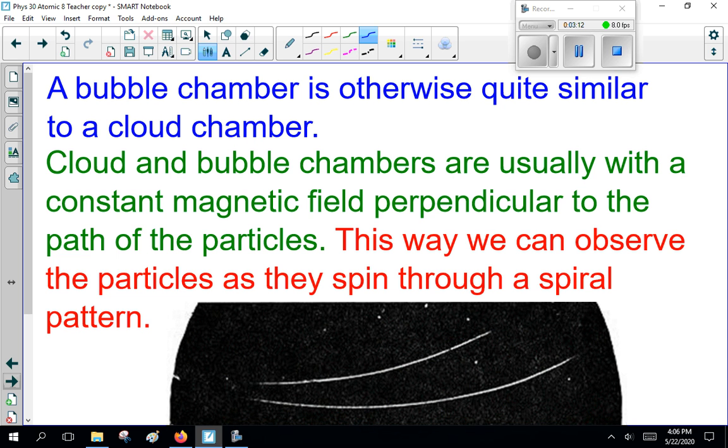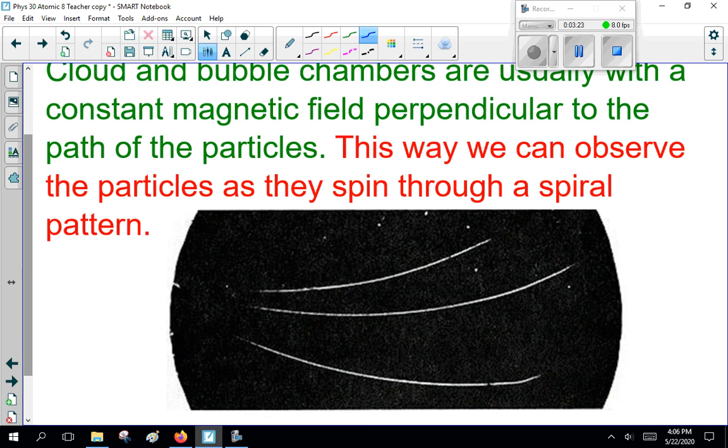Cloud and bubble chambers are usually within a constant magnetic field perpendicular to the path of the particles. This way we can observe the particles as they move through a spiral pattern. So you've probably seen pictures like this, of charged particles.